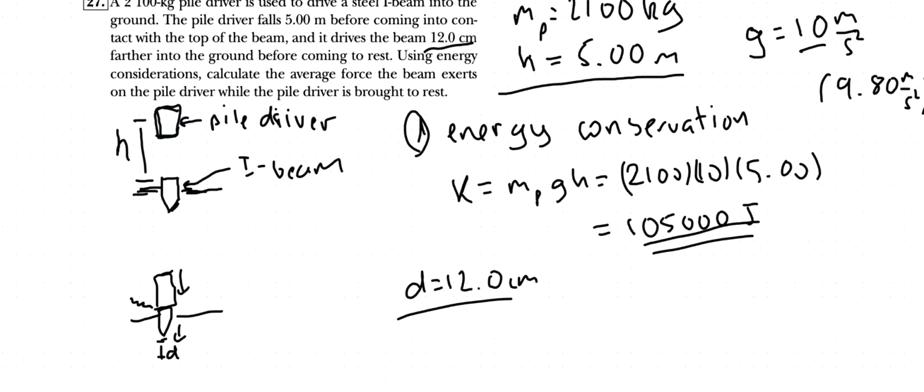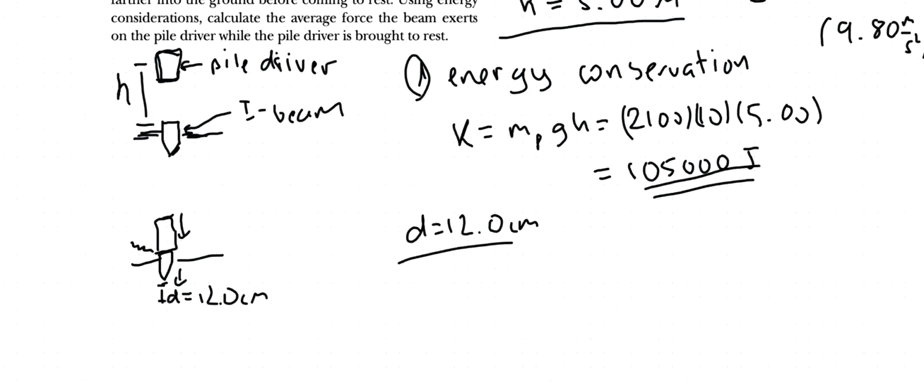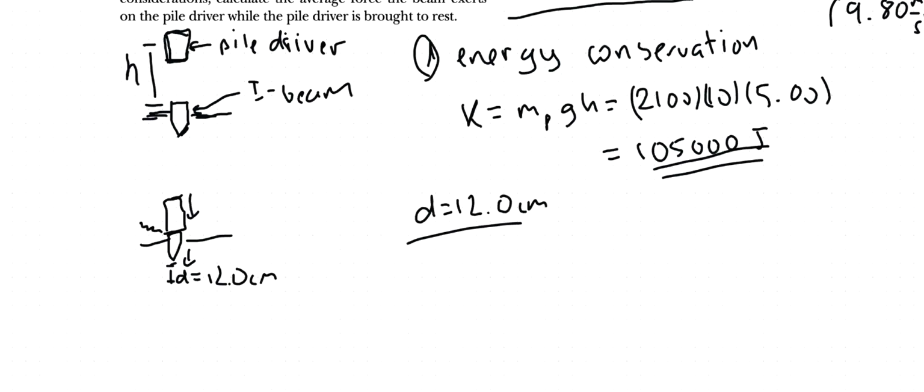Okay, yeah, 12.0 centimeters. And what happens is that this kinetic energy is going to be used up, so to speak, okay, as the pile driver drives the I-beam down 12 centimeters. And what actually happens is that work is being done, okay? Negative work, actually. No, sorry, wait, positive work.